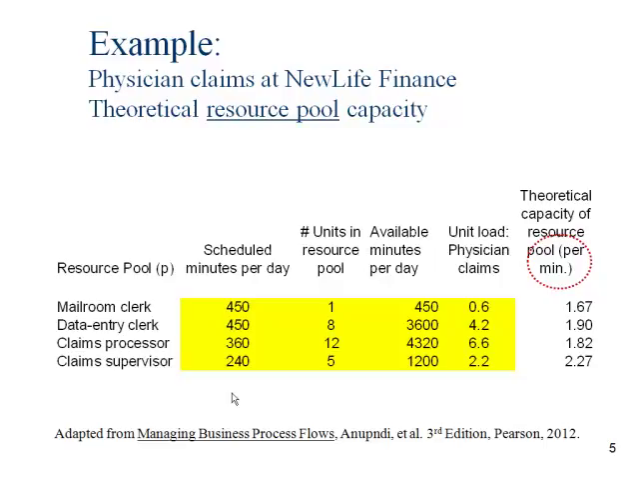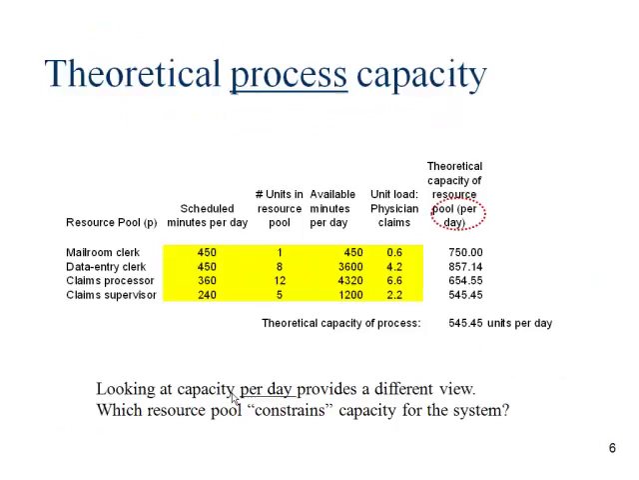Now, looking at the theoretical capacity of the resource pools on a per minute basis is okay, but really what we want to know is what does it look like on a per day basis? So this may be more intuitive to you. Let's start with the mailroom clerk. The mailroom clerk again works 450 minutes per day. There's only one of them, so the available minutes per day of mailroom clerk time is 450. If each physician's claim takes 0.6 minutes, then over the course of the day, if the mailroom clerk was kept busy 100% of the time, they could handle 750 claims.